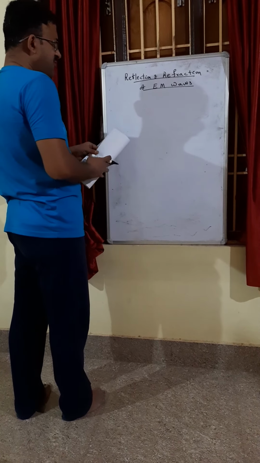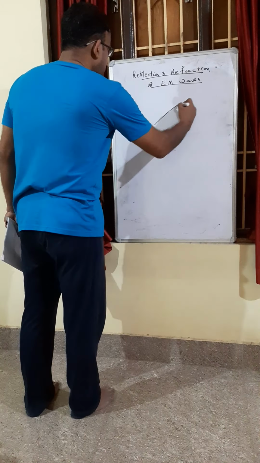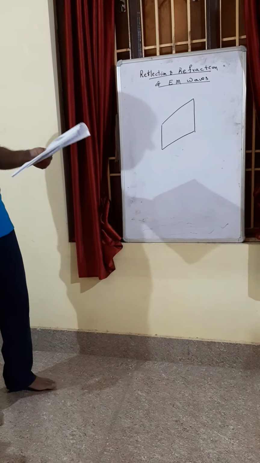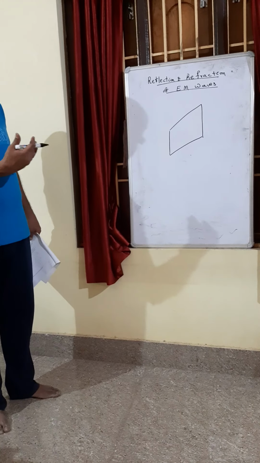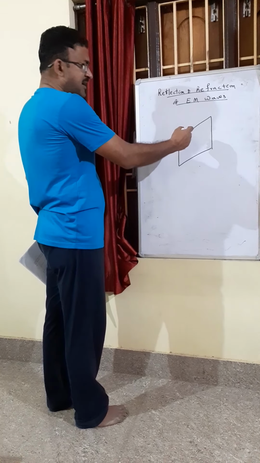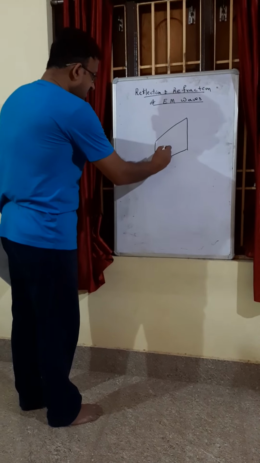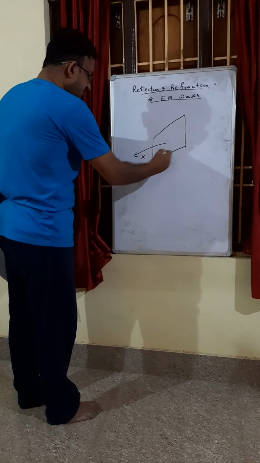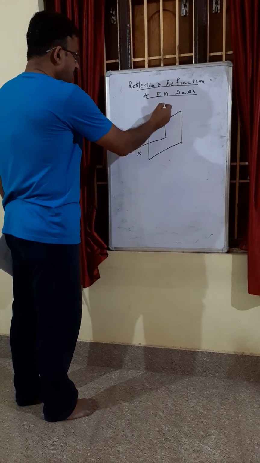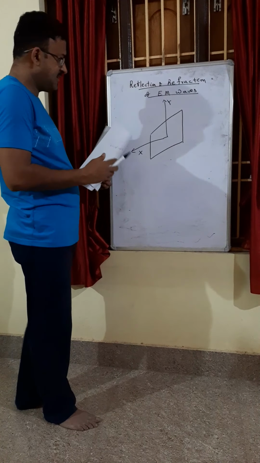So for that purpose, we will initially consider a boundary here, and let us say that the boundary lies in the xy plane, and the boundary is perpendicular to the plane of the board. This side is parallel to the x-axis, and this side is parallel to the y-axis. Therefore the boundary lies in the xy plane.